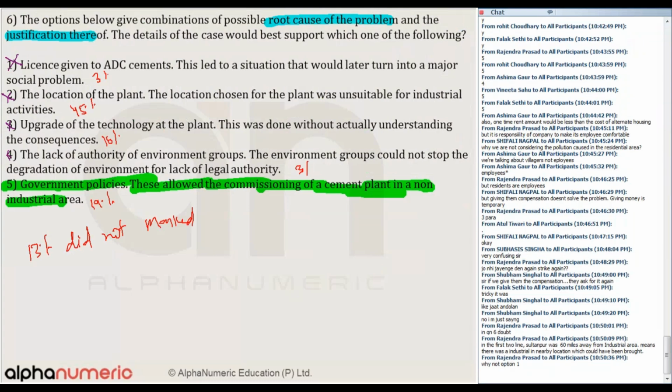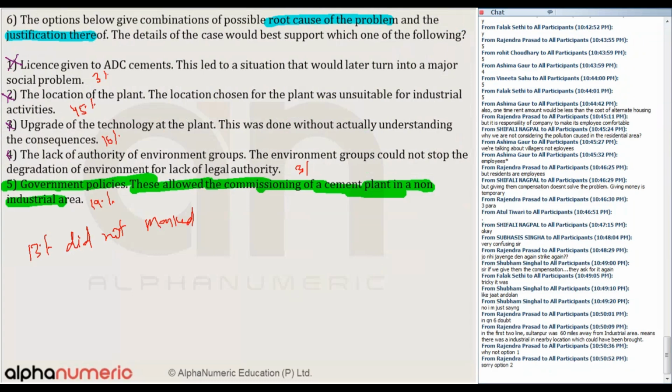License given to the, but who is going to give the license to the ADC cement? Tell me, who is going to give the license to ADC cement? Tell me the option: the location of the plant. Now remember one thing. Is it necessary that the location of the plant matter? At times, if there is one industrial town in the nearby area, a new industrial town is also going to be developed. So for the development of that particular reason, that might be the answer.